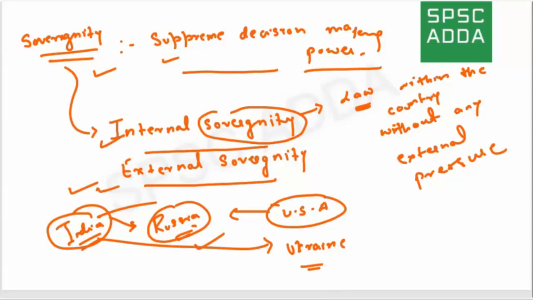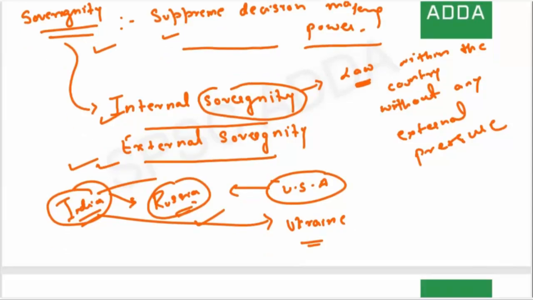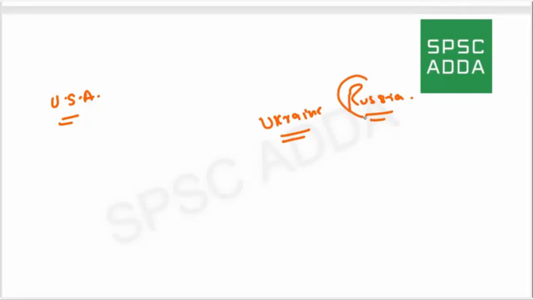For example, if you understand international politics, I'll take you to international politics also. The USA is a major power. On the other hand, Russia is a major power. Now Russia is having a war with Ukraine. Do you know why Russia is having this war with Ukraine? Ukraine wants to be a part of NATO.